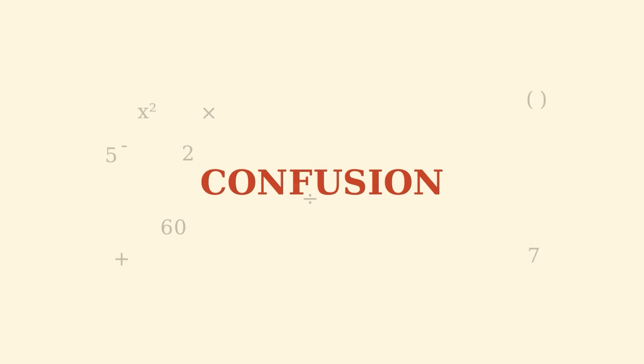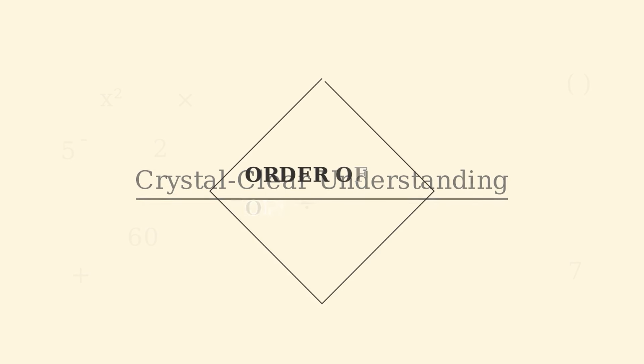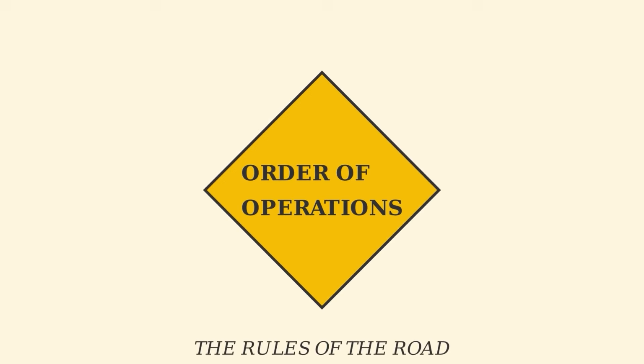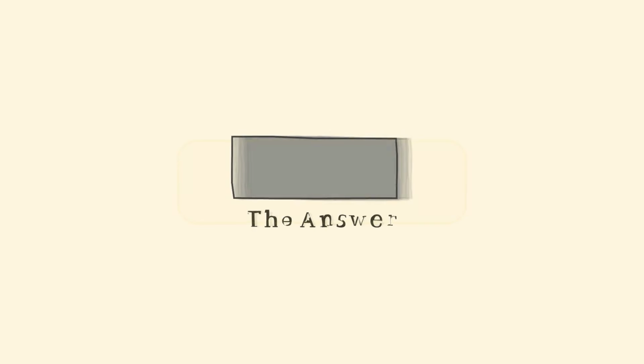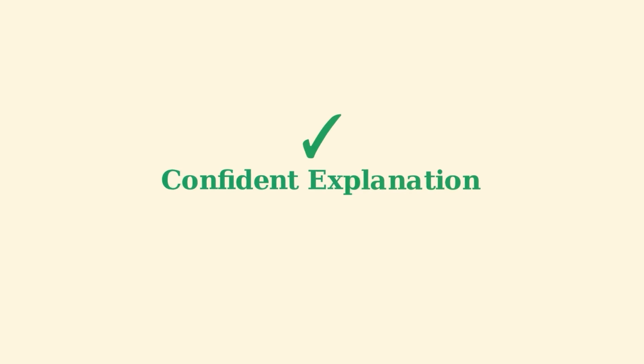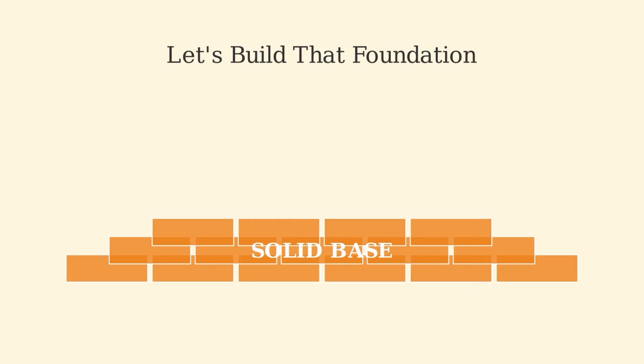The confusion is real, and it's not because the math is hard. It's because we need a crystal clear understanding of the rules of the road in mathematics, the order of operations. By the end of this video, you won't just know the answer. You'll understand the why behind it with such clarity that you can explain it confidently to anyone. Let's build that foundation together.